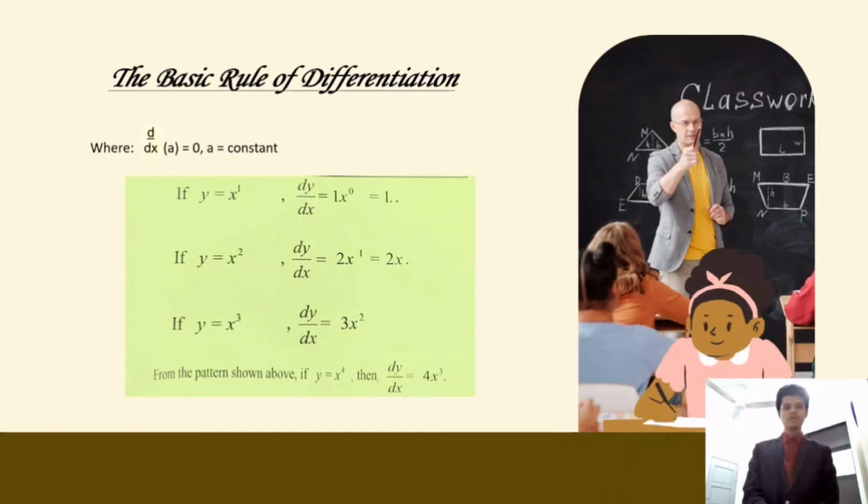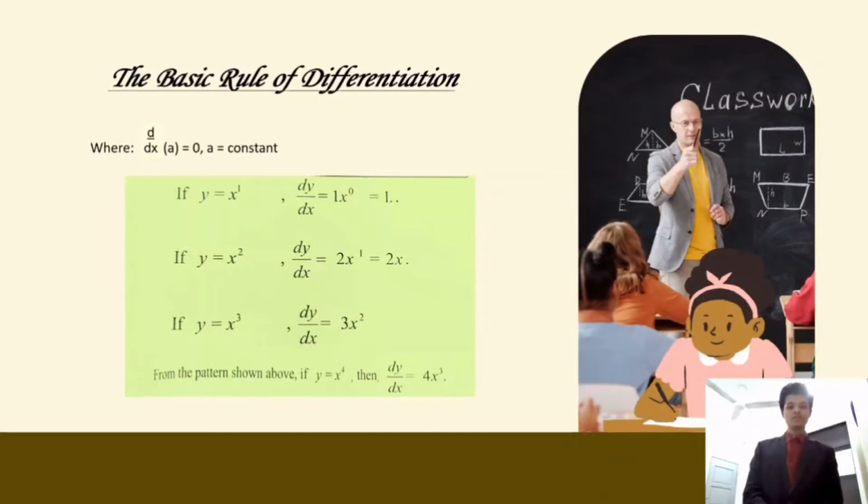The basic rule of differentiation: d over dx of a equals 0, where a is a constant. For example, if y equals x power 1, then dy over dx equals 1x power 0, which equals 1. If y equals x power 2, then dy over dx equals 2x power 1, which equals 2x. If y equals x power 3, then dy over dx equals 3x power 2.